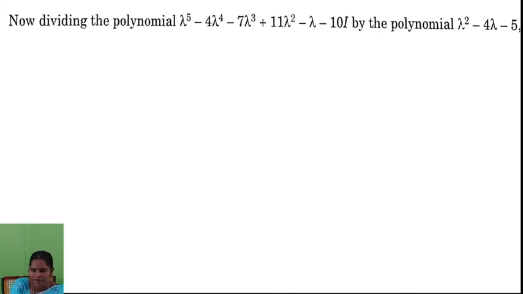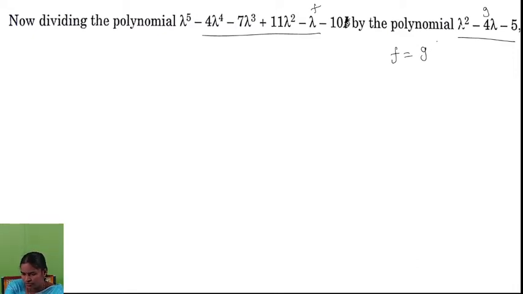Next, we have to express the given polynomial in terms of a polynomial of degree 1. So for that, we will divide. Actually, it is wrong to write I here. Here, we will divide this polynomial by this polynomial. First, we will divide. Suppose we take this polynomial as G and this polynomial as F.